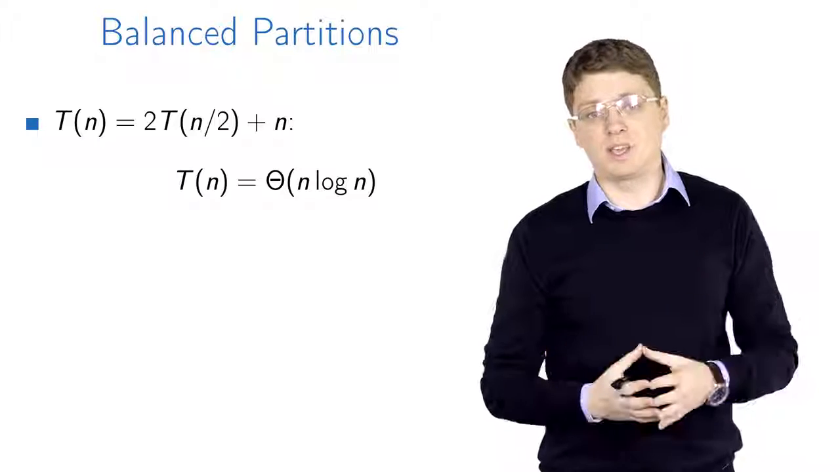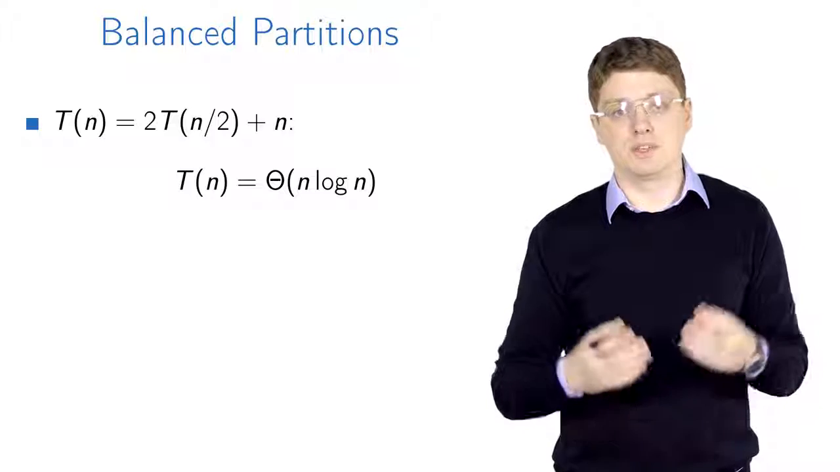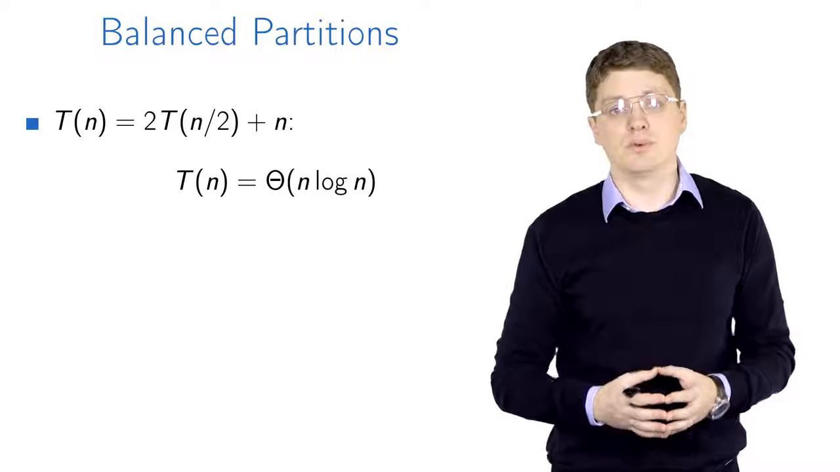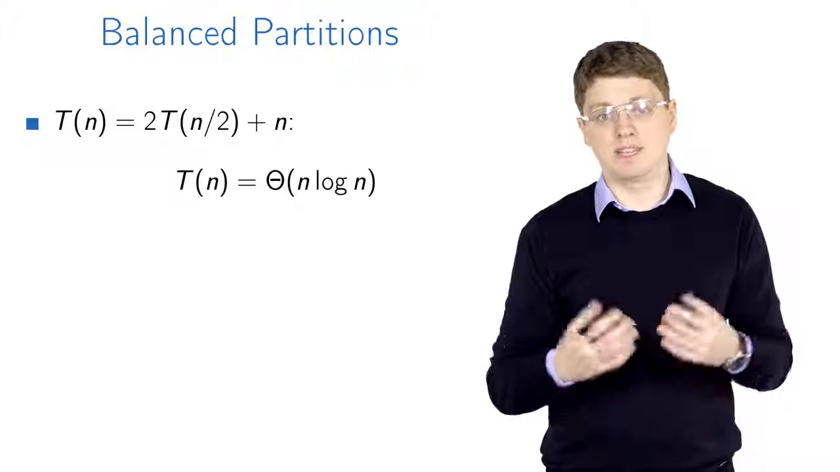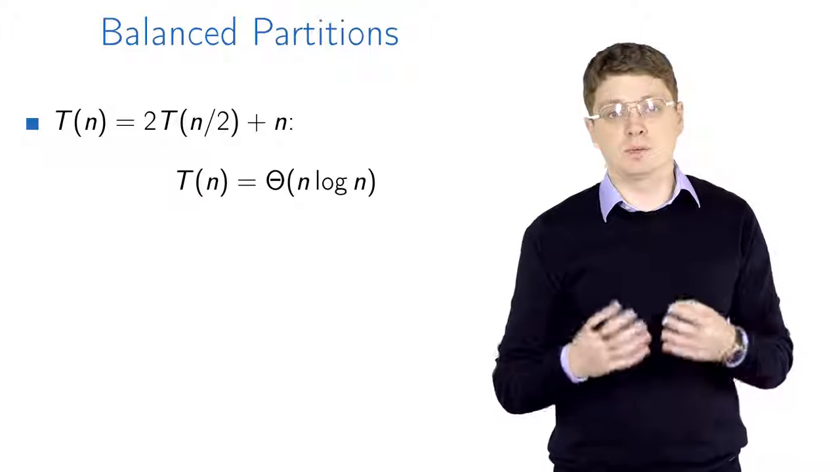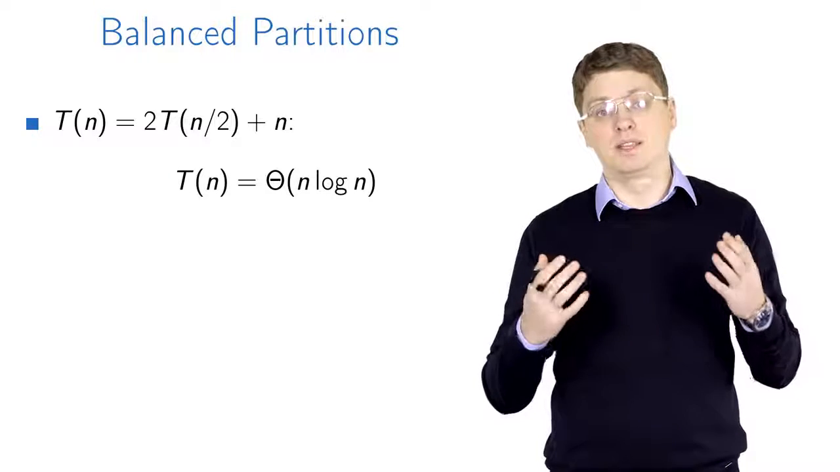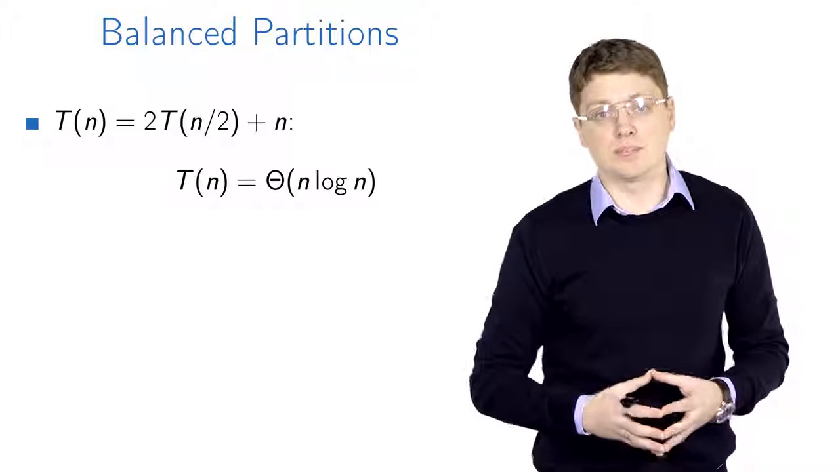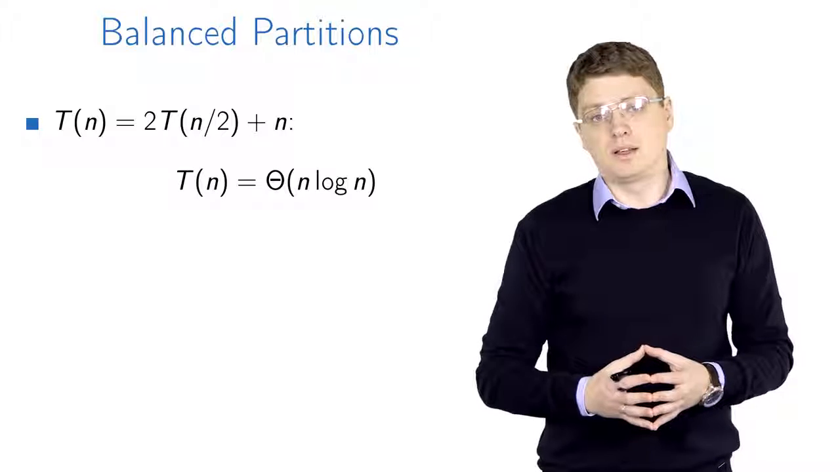Well, in this case, we can write the following recurrence relation on the running time of our algorithm. T of n is equal to T of n over 2 plus a linear term. And we know this recurrence already. It is exactly the recurrence that the running time of the merge sort algorithm satisfies, right? And we proved that in this case, T of n grows as n log n asymptotically. And let me remind you how we proved this.